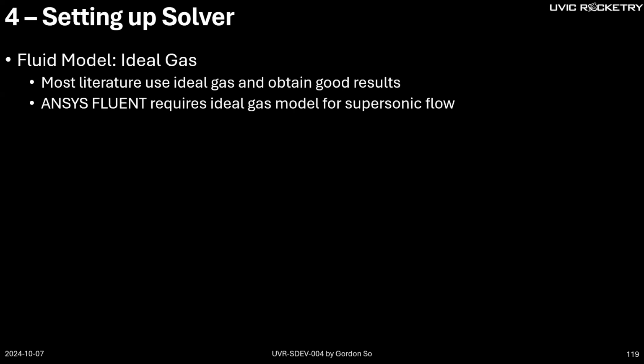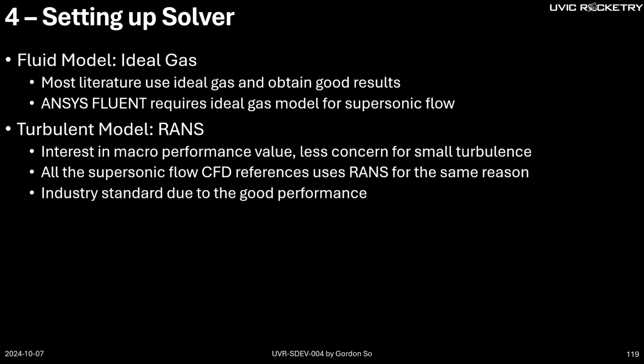So we get to the more complicated part, all the models that I use. Setting up the solver, the first thing that I need to define is the fluid model, which is ideal gas. This is because most literature just uses ideal gas, and ANSYS Fluent requires you to use the ideal gas model for supersonic flow. I think there are some settings that you can use to change the model, but this is the general restriction with supersonic flow in Fluent. The next thing, turbulence model: RANS.